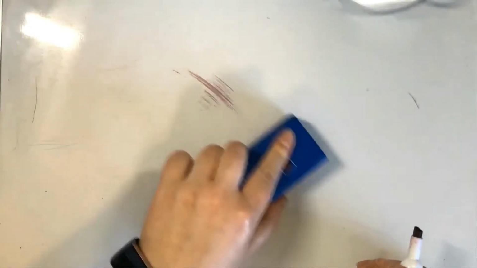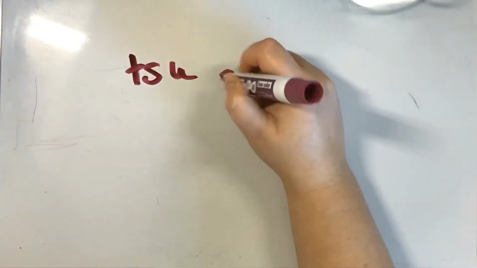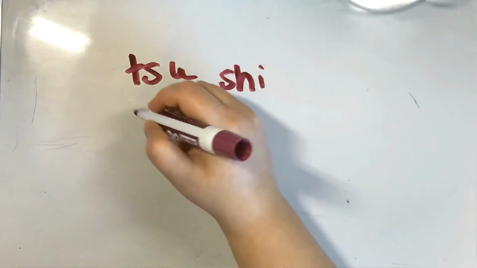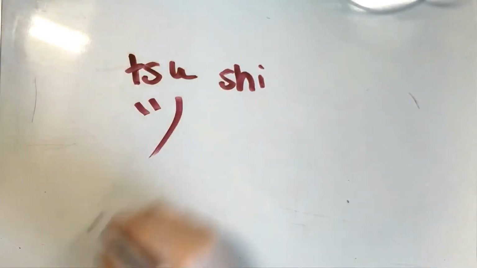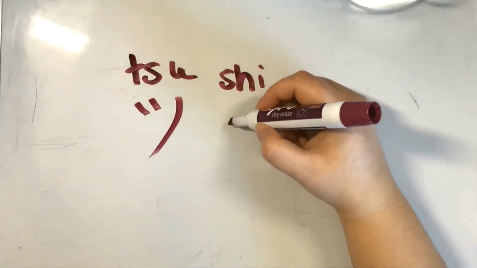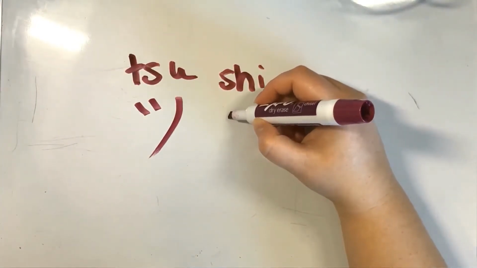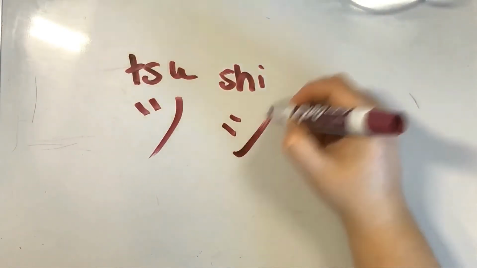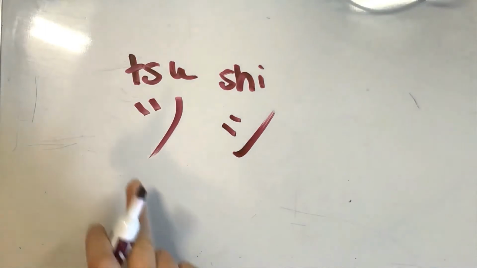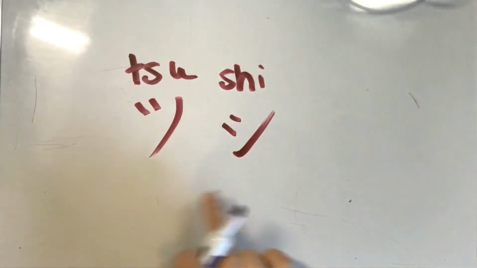This is why I say that tsu and shi are very similar. Here is tsu, here is shi. Tsu has the quotation marks, and then a line that goes down and across. Shi, you start a little differently: you start with almost a sideways quote, start from the bottom and flick up. You can see how they're very similar in appearance, and it can be very easy to mix up the two.